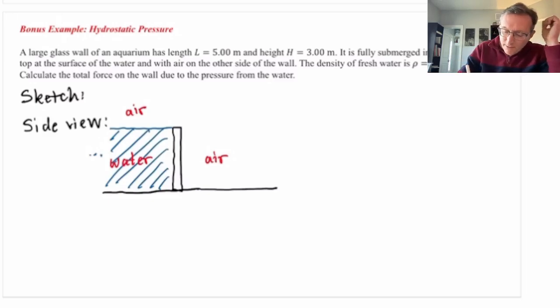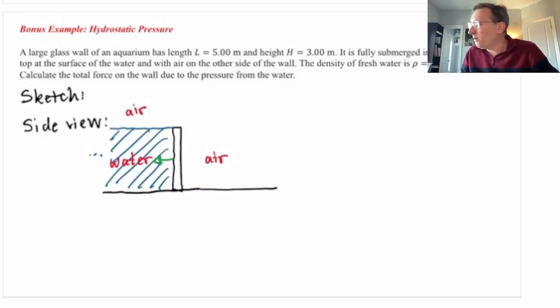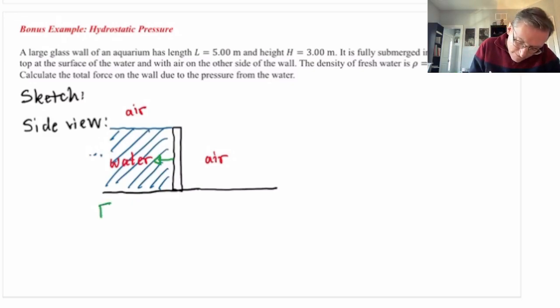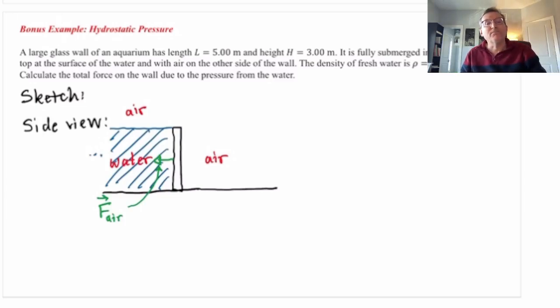And if we just think about it from Physics 110 kind of thinking from last semester, there will be a force on that aquarium wall from the air on the right side, and that force will be inward this way. Okay, and I will call that F air. That's the force on our wall here due to the pressure from the air on the right-hand side.